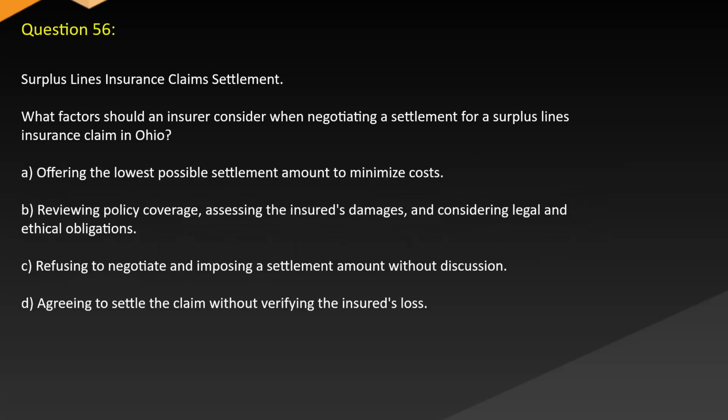Question 56. Surplus lines insurance claims settlement. What factors should an insurer consider when negotiating a settlement for a surplus lines insurance claim in Ohio? A. Offering the lowest possible settlement amount to minimize costs. B. Reviewing policy coverage, assessing the insured's damages, and considering legal and ethical obligations. C. Refusing to negotiate and imposing a settlement amount without discussion. D. Agreeing to settle the claim without verifying the insured's loss.